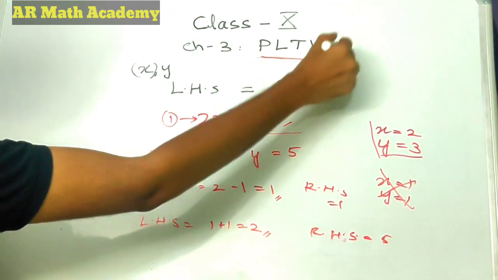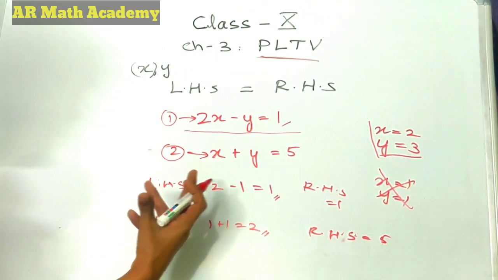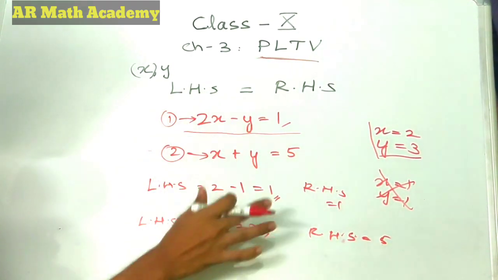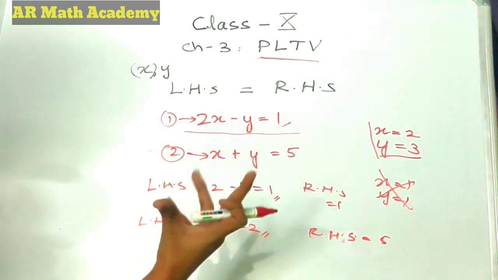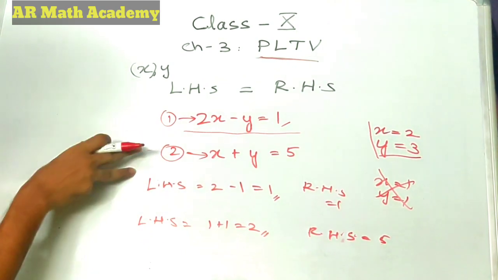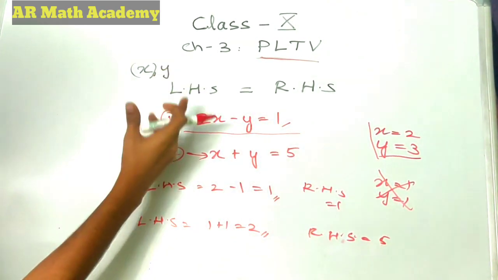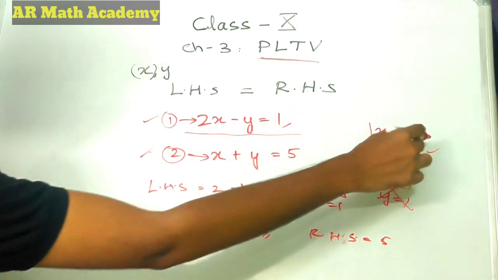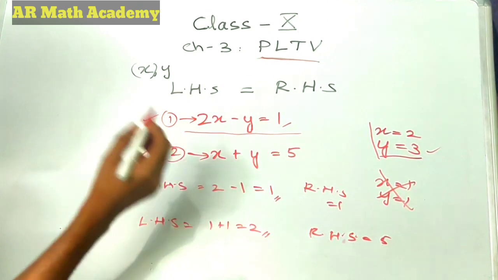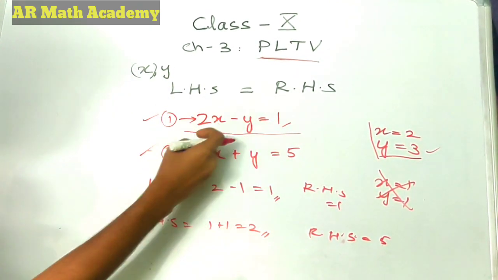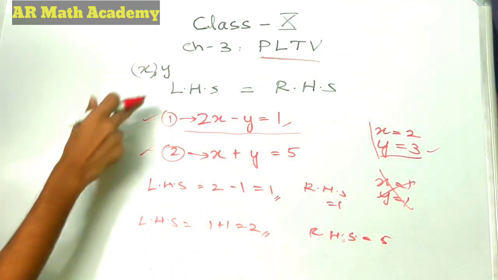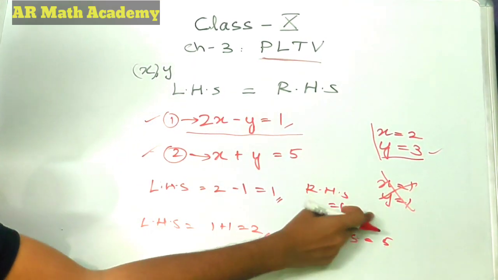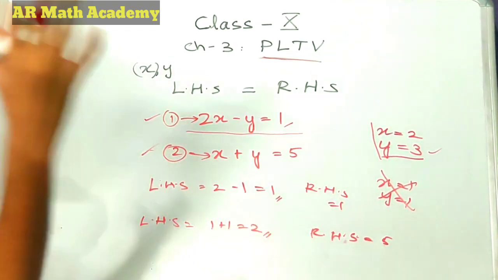Well, the chapter's name is pair of linear equations in two variables, and hence this should satisfy both these equations. The values which you are taking should satisfy both the given equations, which in turn means that LHS equals RHS in both these cases. When we take the values x is equal to 2 and y is equal to 3, then we are getting LHS and RHS equal in both the first and second equations. And if we take x is equal to 1 and y is equal to 1, they are not satisfying, and so are many other values.